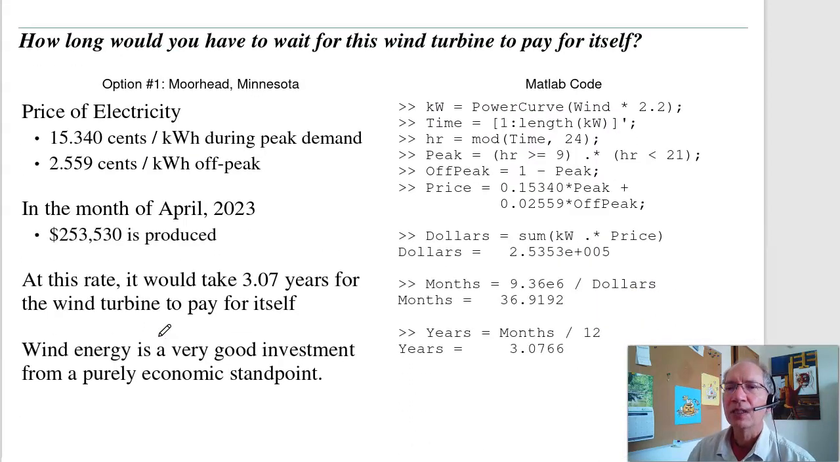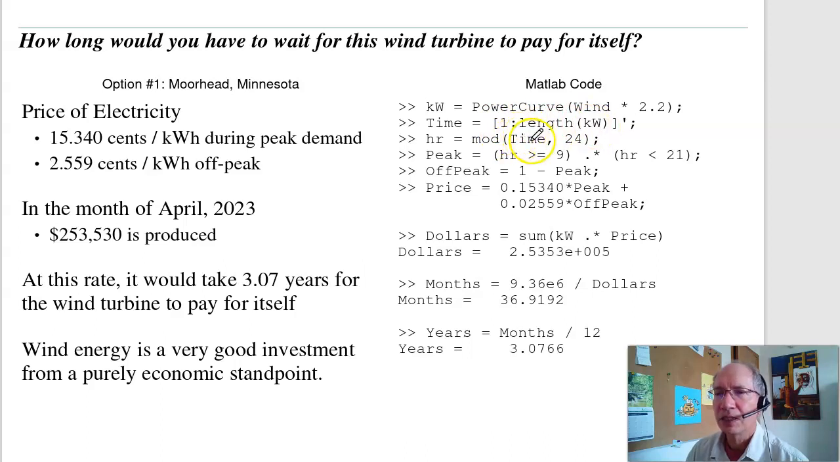How long does it take for the wind turbine to pay for itself? Well, again, it depends where you live. Suppose you live in Moorhead, Minnesota, and you have peak billing. In that case, the energy is worth 15 cents a kilowatt hour during the day, 2.5 cents a kilowatt hour at night. In MATLAB, I can do that. Here's the power in kilowatts. There's the time.